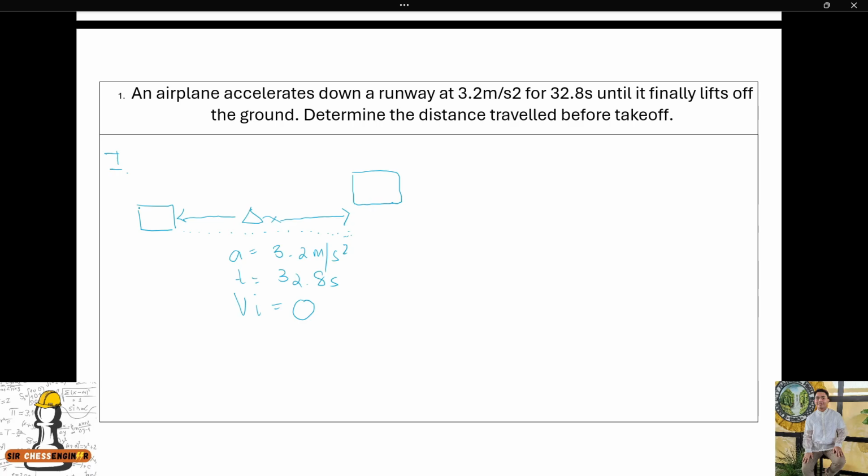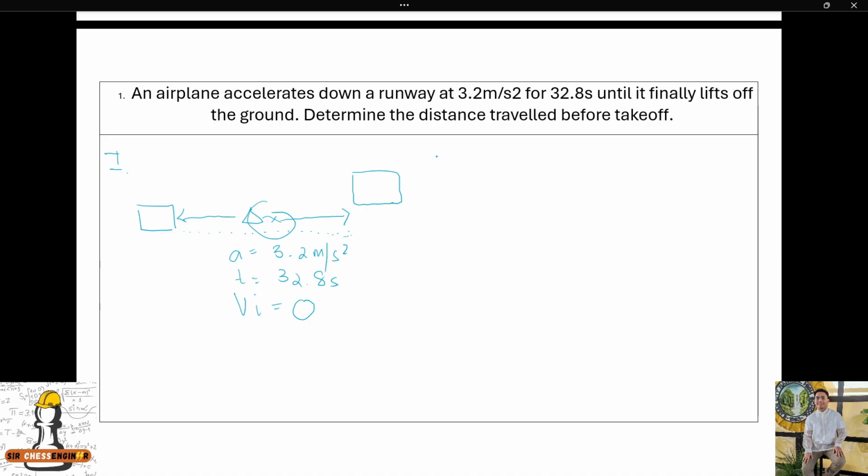Okay, at some point, the passenger will travel a distance. We will assume that this airplane is at rest. So we already have the plot, the visualization, and the given, which is delta x.